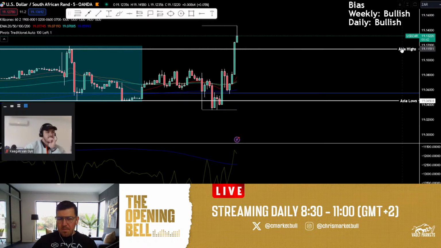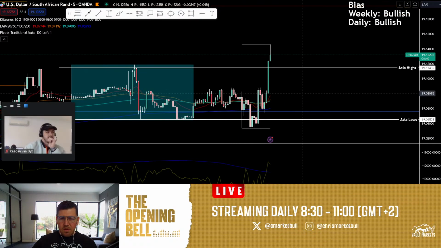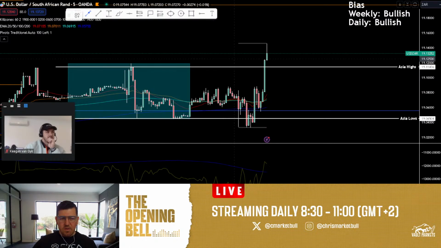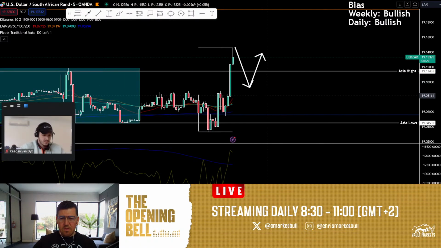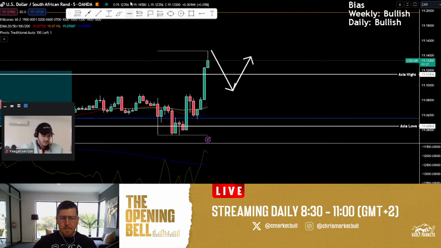Spreads are looking a little bit better, but I would now start looking at how we hold these Asia highs. Even if we trade back inside of the range, I've seen it quite a bit. If USDZAR is doing something like that, then I would consider a buy.